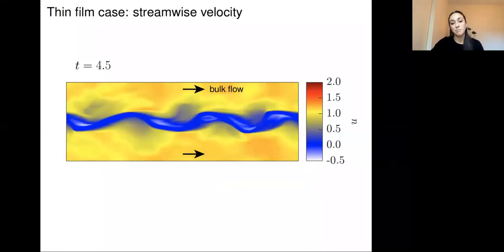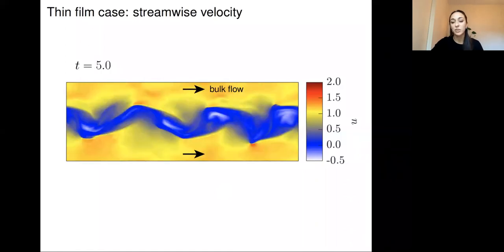Back to our, this is the Re tau 180 case. So again, reverse flow at a later time and high speed regions over those tips.